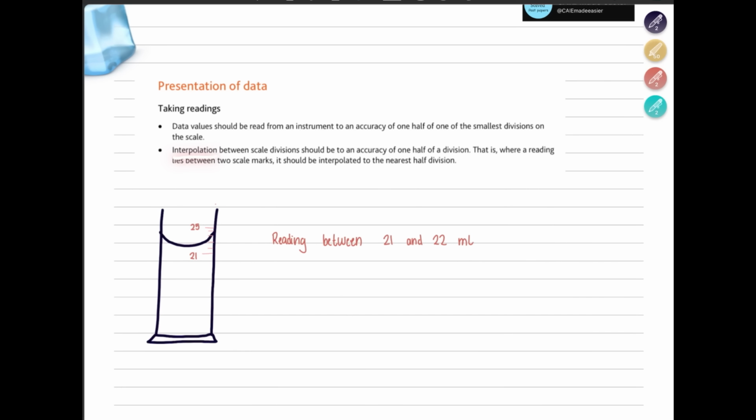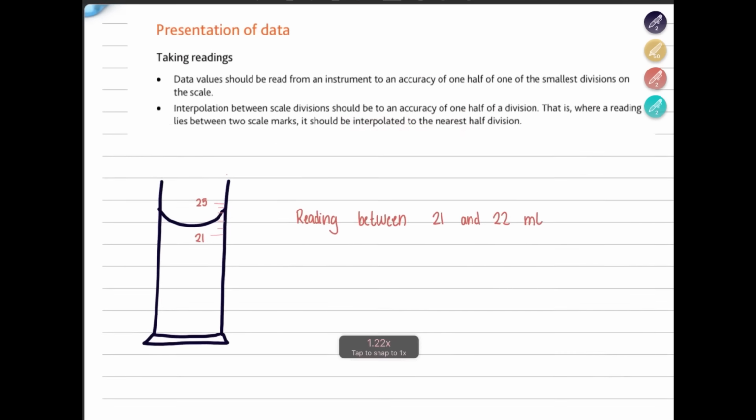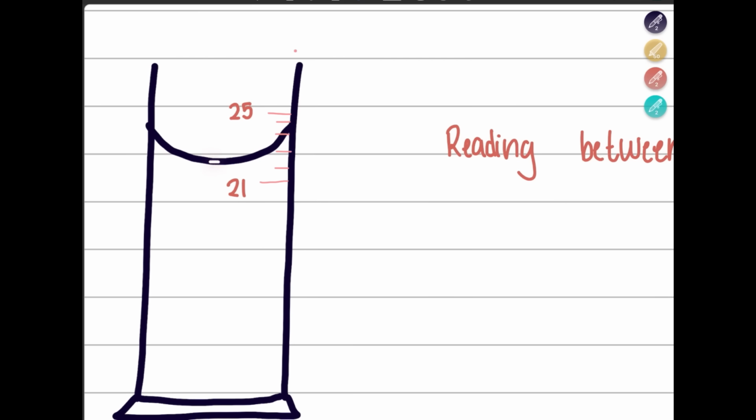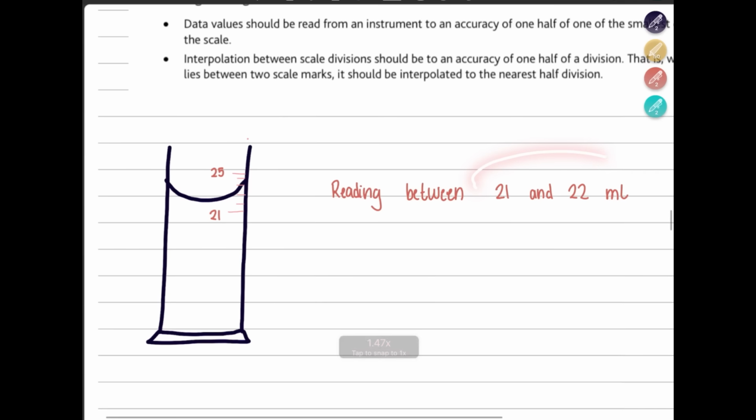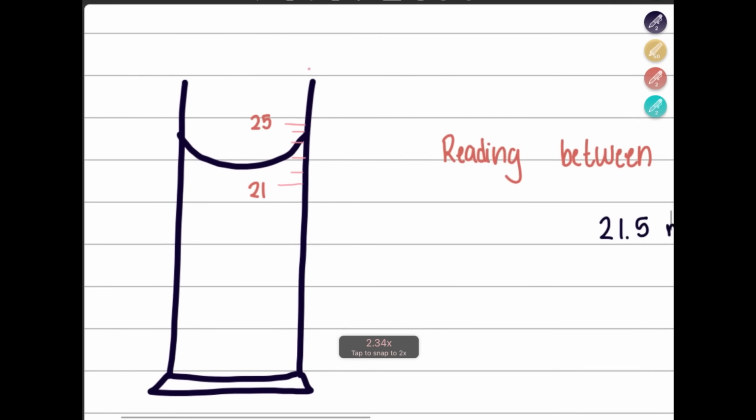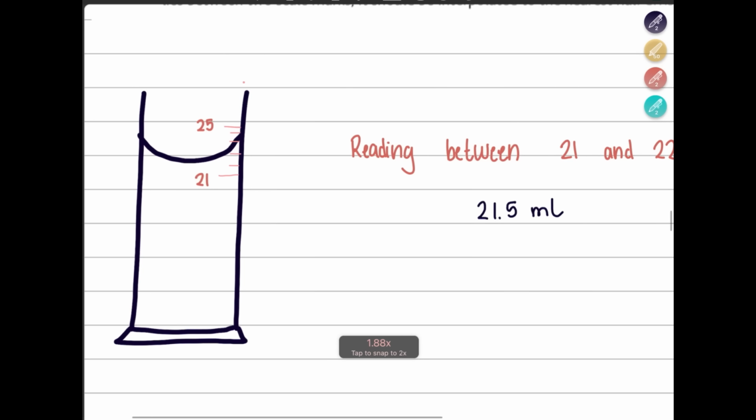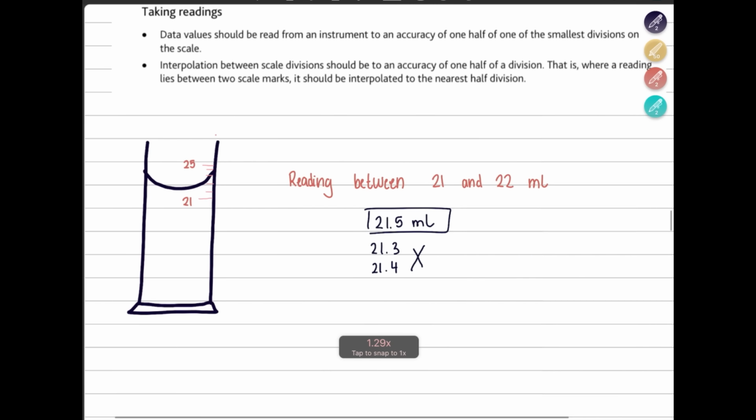Sometimes we have to interpolate between two readings. For example, when a reading lies between 2 scale marks, it should be interpolated to the nearest half division. So if you look at this question, the lower meniscus reads somewhere in between 21 and 22. So you will write 21.5 ml. You don't have to mention whether it's 21.3 or 21.4. No need to figure that out. If it's in between, it's going to be 0.5, the nearest half division.